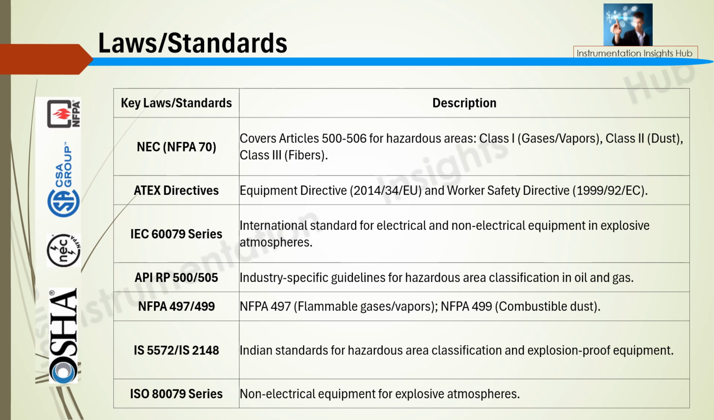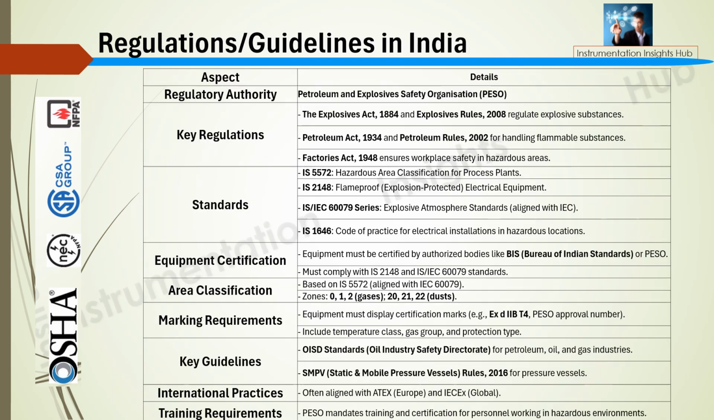So in the previous regulations and guidelines we discussed, and based on those regulations, these are the standards we see followed across the world. Now, as we are working in India, let us look at the regulations and guidelines followed in India. The regulatory authority is PESO, the Petroleum and Explosives Safety Organization. So all the equipment used in hazardous areas should be PESO certified, right?